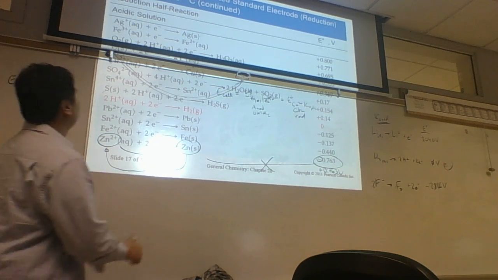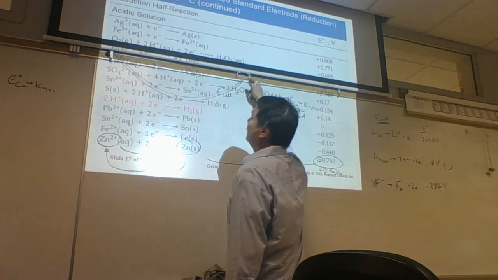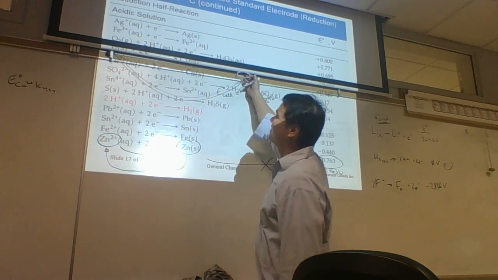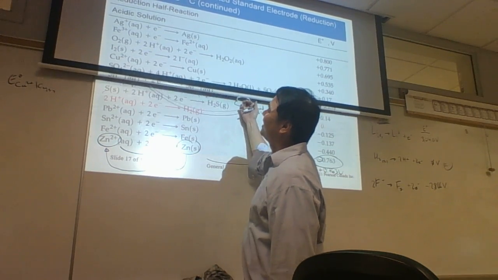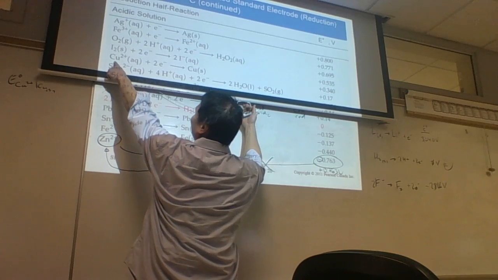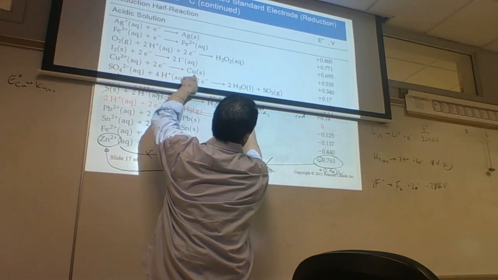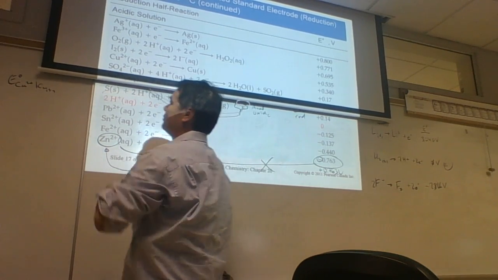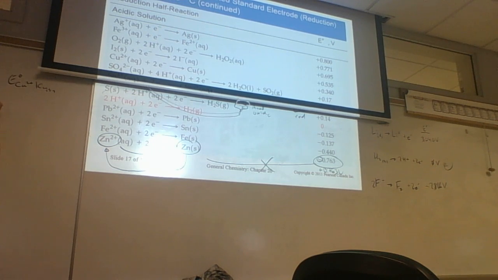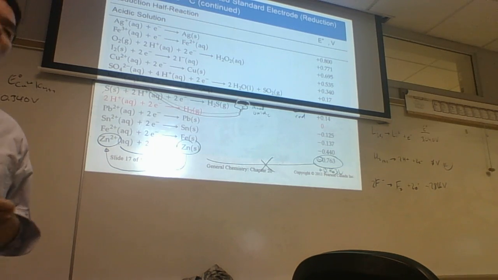Now, do we have the same problem with Cu2+? We don't have the same problem with Cu2+. Because here we're going from Cu2+ to copper metal. That's plus 0.340 volts. So this is plus 0.340 volts. And so this gives us 1.103 volts. 1.103 volts is what the cell measured.